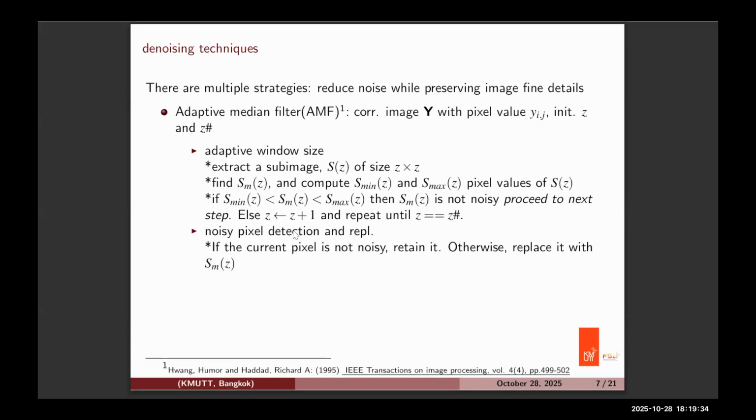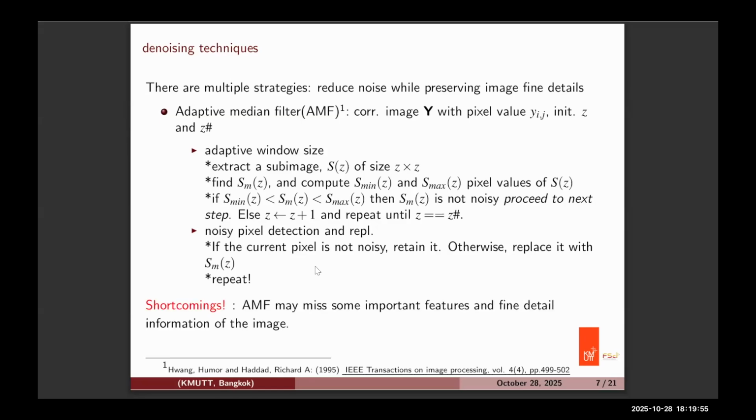Okay, so these are basically the steps, and the last point is just to repeat the process. You have many pixels, so you repeat the process until you are able to identify all those noisy pixels and replace them by simply the median. So this is one of the popular approaches, called the adaptive median filter. But it turns out that this approach has some shortcomings, and one of the drawbacks is that it might end up missing some of the important features of the image. Since you already have an image which is noisy, some of the fine details that are important to that image might be lost due to this replacement.